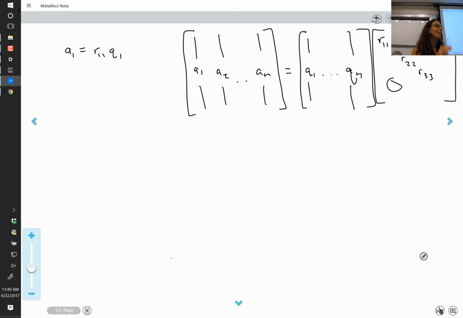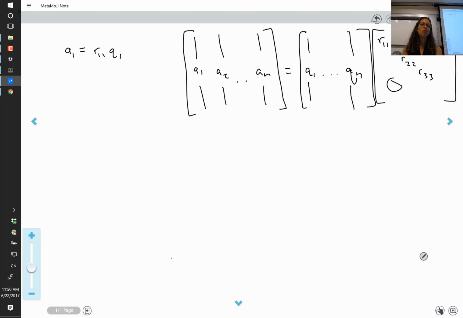But couldn't you just choose that on the following? Well, you're very close. Matthew's suggestion was to choose Q1 to be equal to A1, which is close. Tim? You just set R11 to be the norm of A1, and Q1 would be the unit. Exactly. You would set R11 to be the norm of A1, and then Q1 is just A1 divided by that.